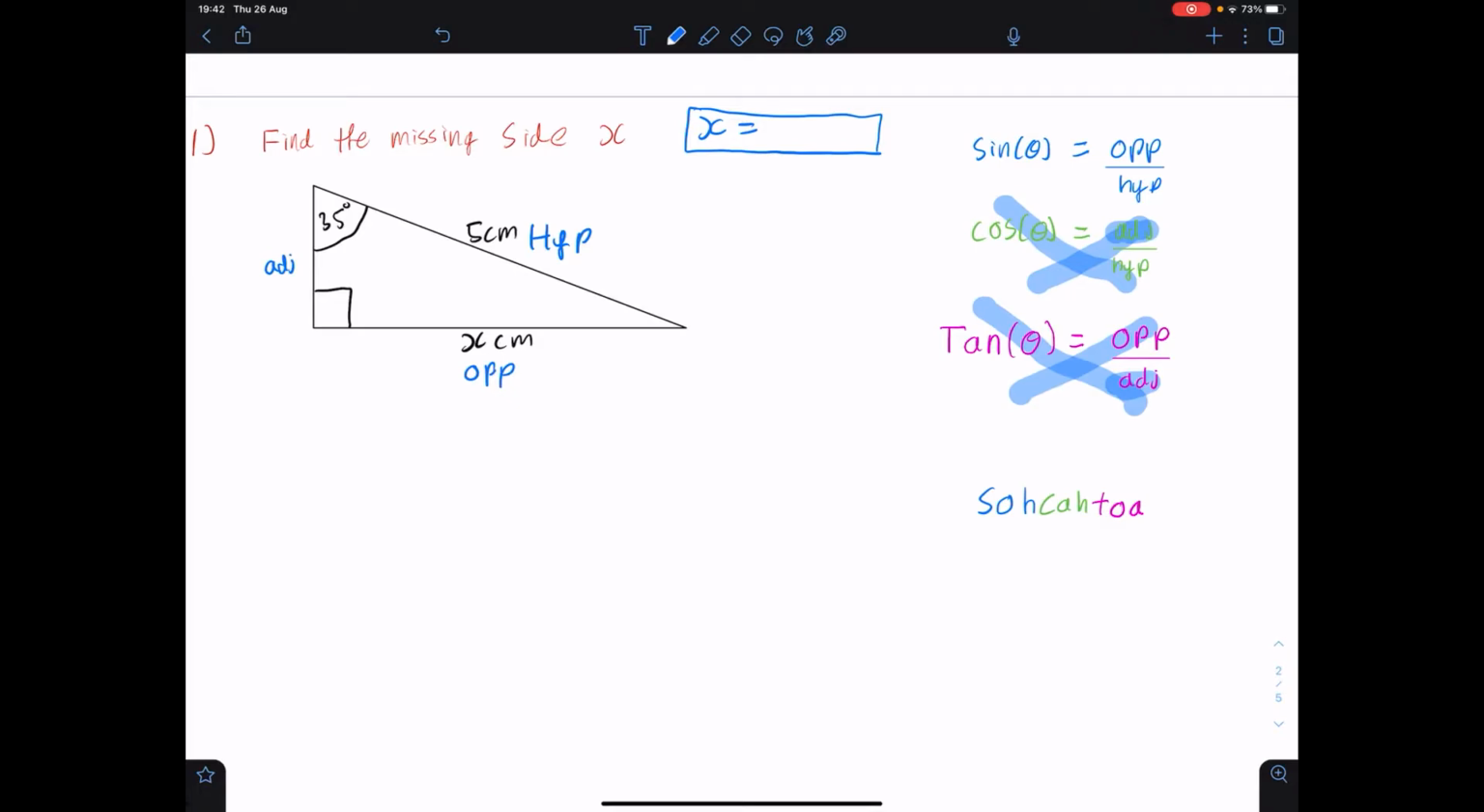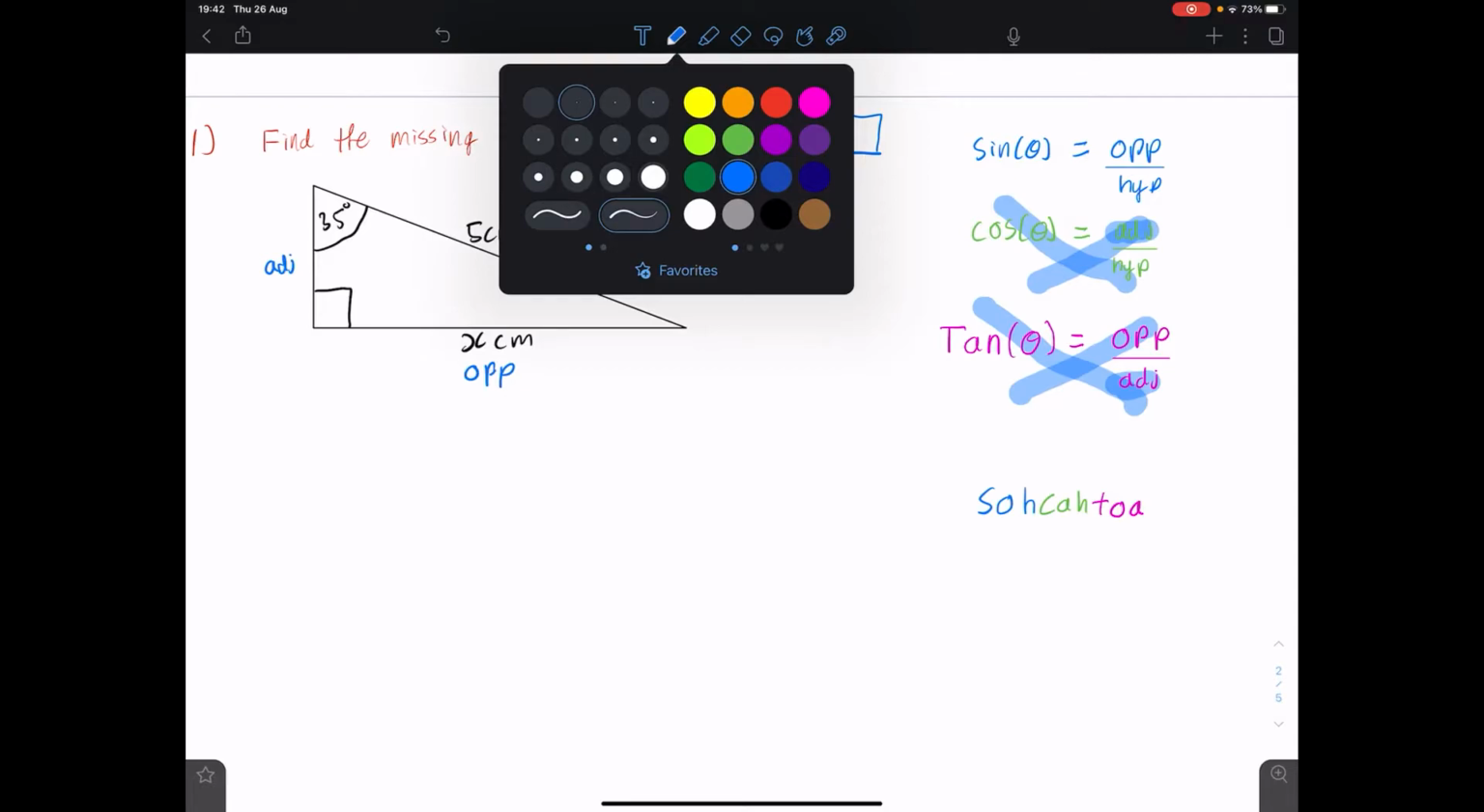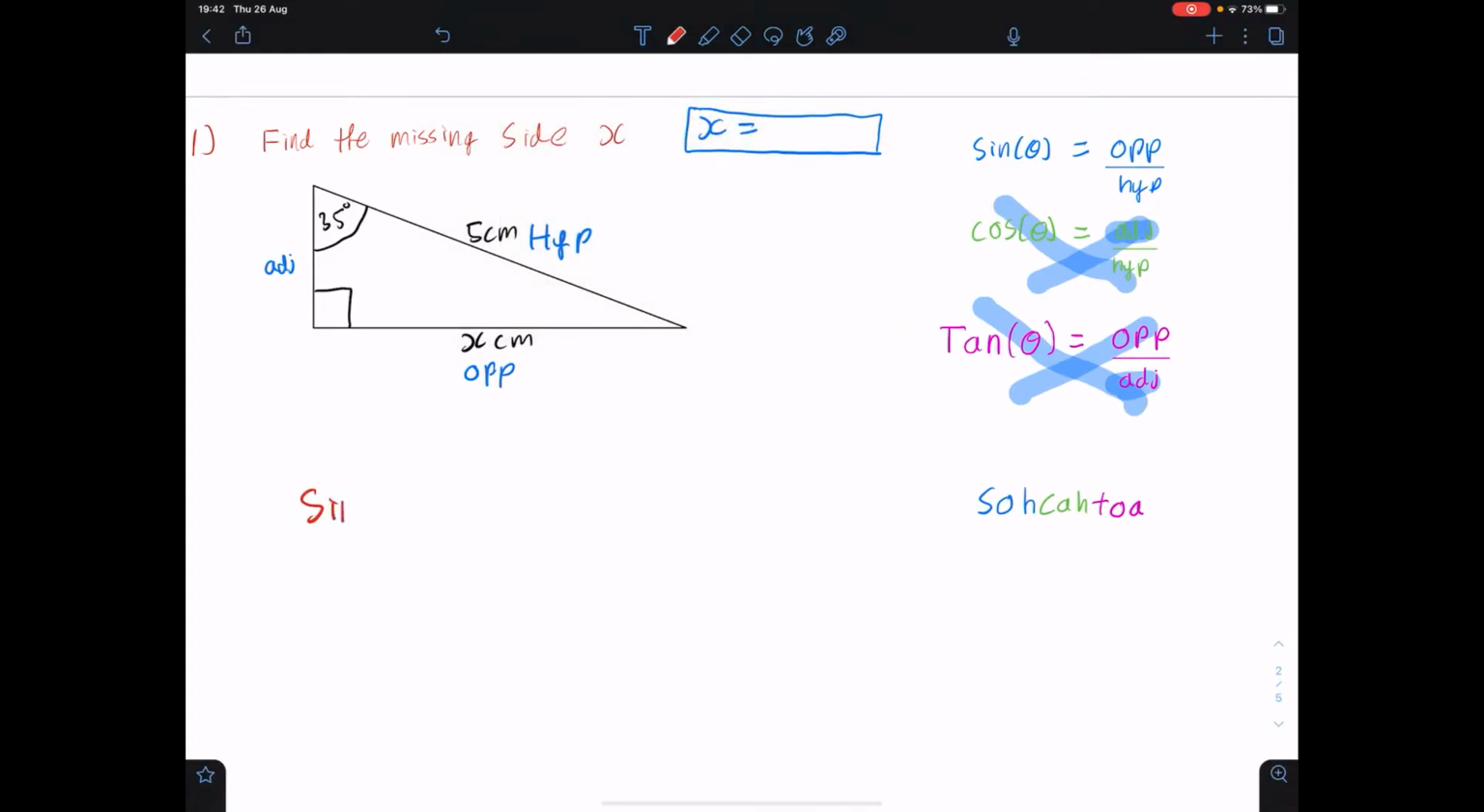All we need to do now is substitute in our known information. So we have sine of 35, from our 35 degrees here, because our angle is just represented by theta, equals, well, our opposite side is just X centimeters, and our hypotenuse is 5 centimeters. So all we need to do now is rearrange this equation to find X, and we have our answer. That would be the length of the opposite side.